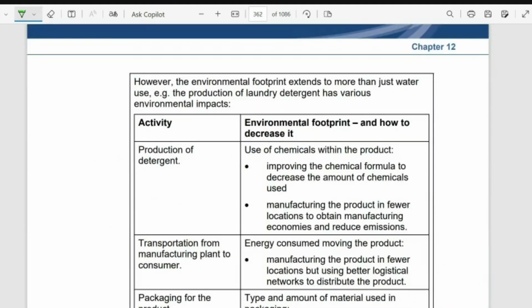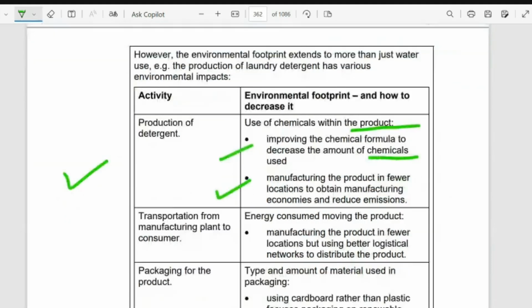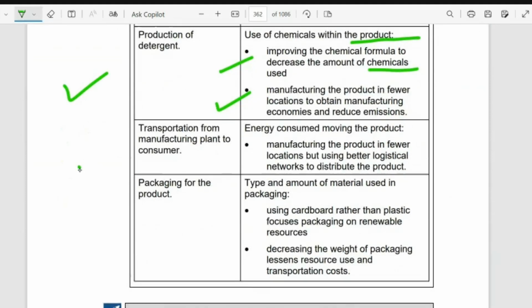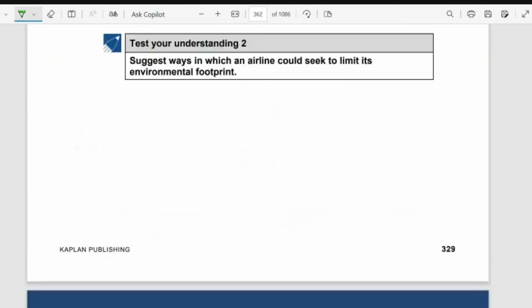So this activity, production of detergent: how does it affect the environmental footprint? They use a chemical within the product, improving the chemical formula to decrease the amount of chemical used, or manufacturing the product in fewer locations to obtain manufacturing economies and reduce emissions. This is the reason, this is the matter they have explained. Transportation from the manufacturing plant, packaging for the product. So what footprint are they giving to the economy?